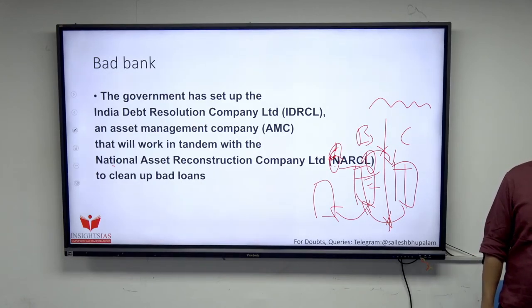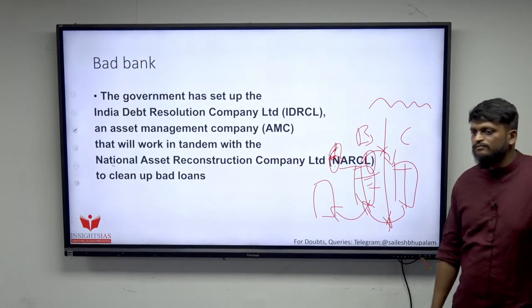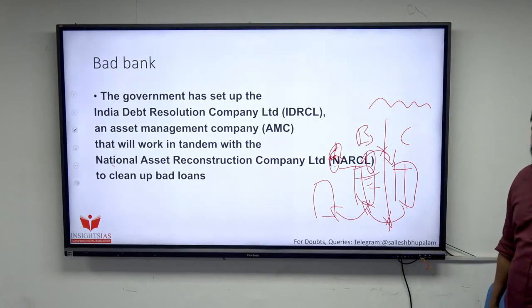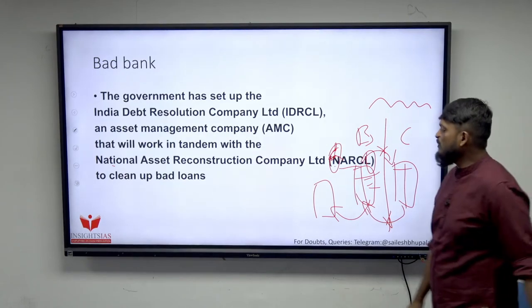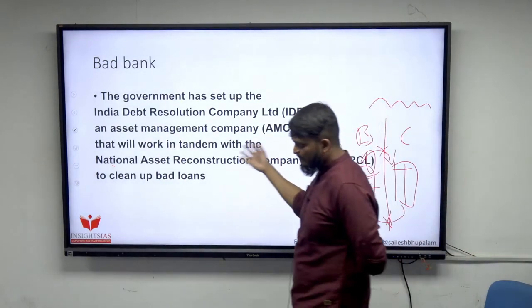Correct. So as an investor, let's say I start my SIP in a mutual fund tomorrow. Is there any chance that the money I am investing will go to restructuring? Yes, it is possible. If you are investing in some mutual fund, you have to be able to understand where the money is being invested.